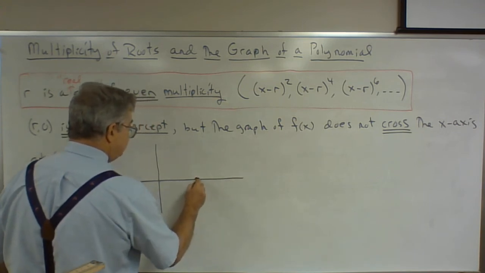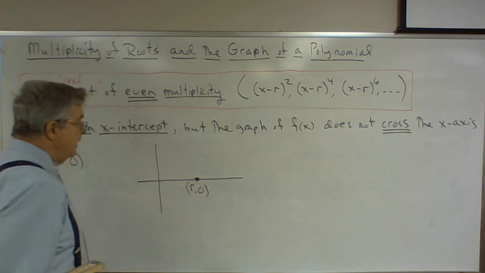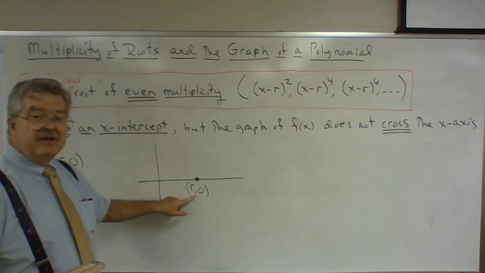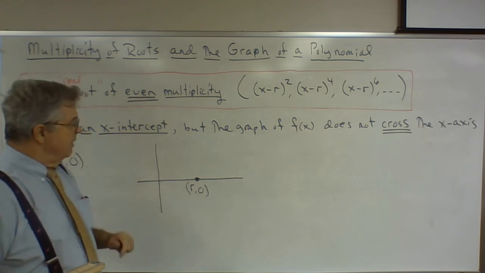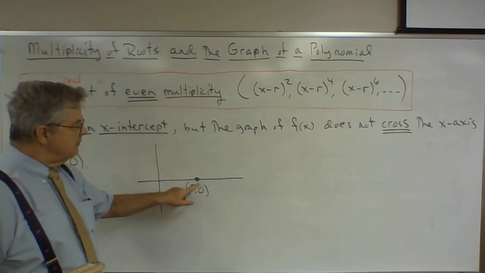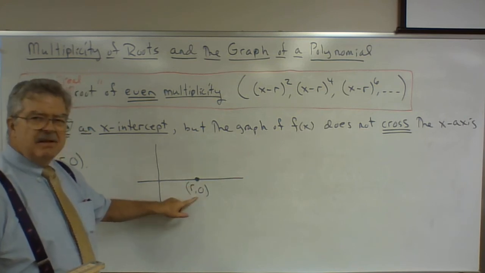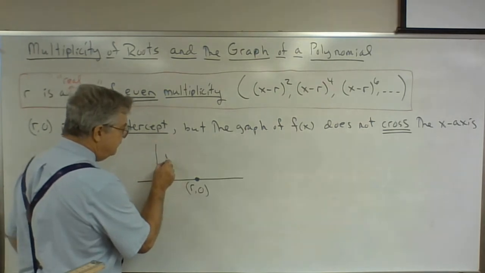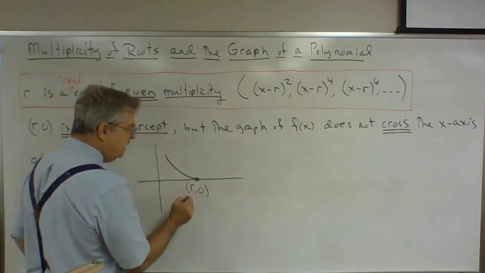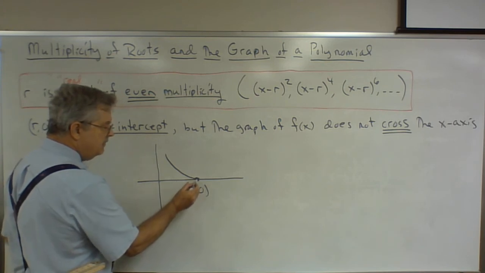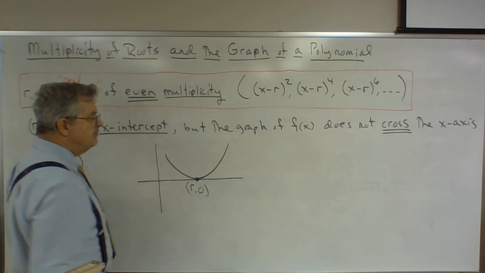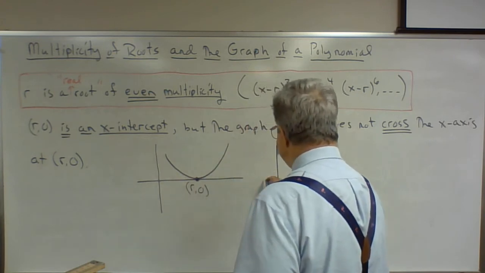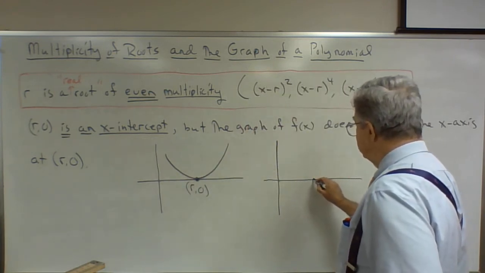Here's the point (r, 0). And the graph of f of x touches the x-axis at this point. This is an x-intercept. The graph touches the x-axis at this point, but it doesn't cross the x-axis. So what happens is the graph has to come down like this and touch the x-axis. It kisses the x-axis right here, and then turns around and goes back up. That's the first scenario.